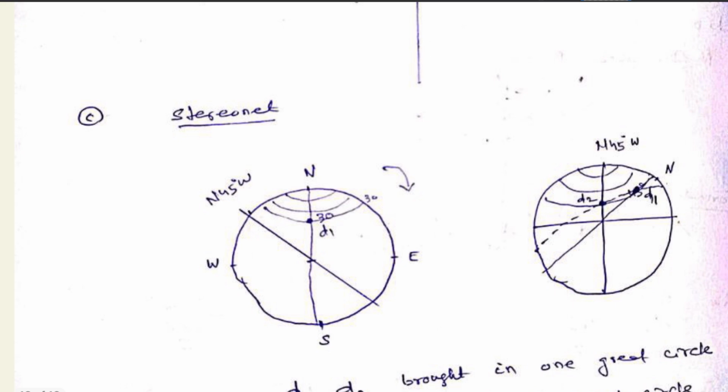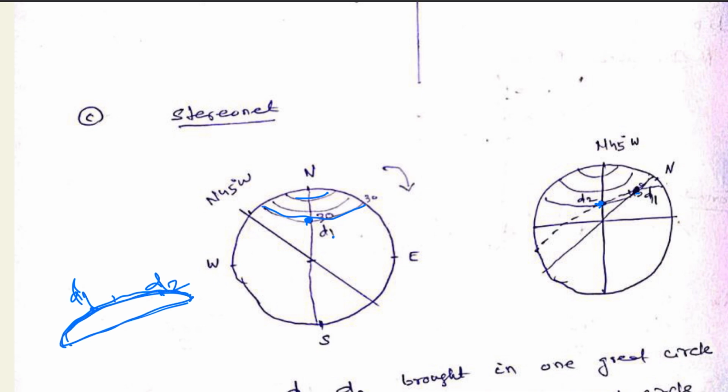Then by stereonet, how we can solve this problem? So along north, we have to find out the apparent dip. This will be the apparent dip point along 30 degree small circles, this point. Similarly along north 45 degree west, the 45 degree will be here. So we got 2 points, one representing 30 degree dip, the other representing 45 degree dip. Then we try to bring this D1 point and D2 point in one great circle. So these are the two apparent dips.